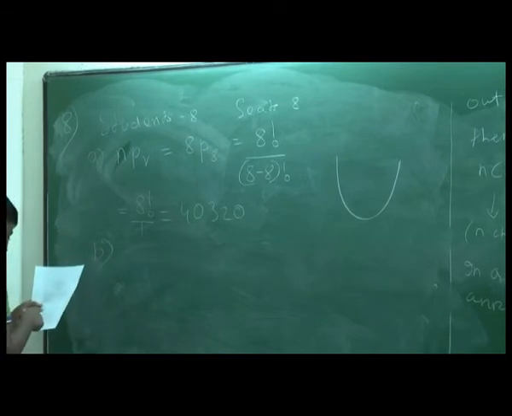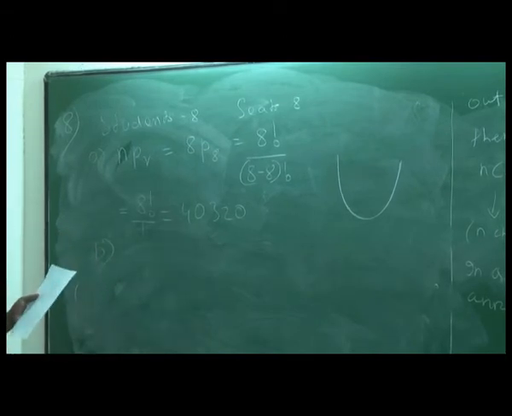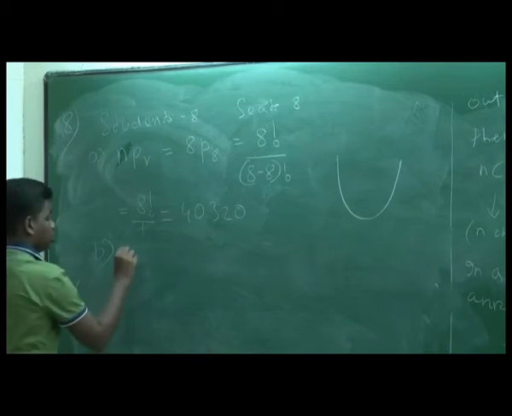So what is the question? How many ways can a president and vice president be selected from the 8 students? There are 8 students. You have to choose 1 president and 1 vice president. Yeah, 2 people you have to choose.